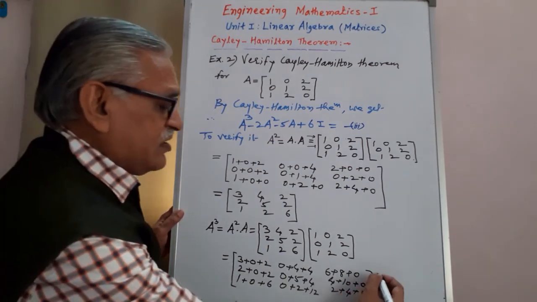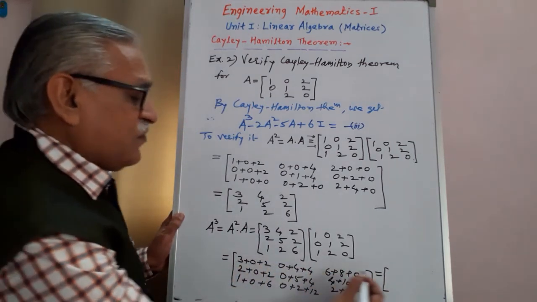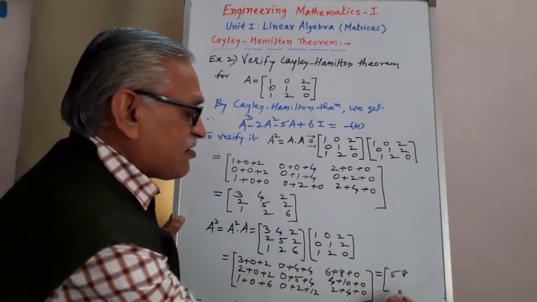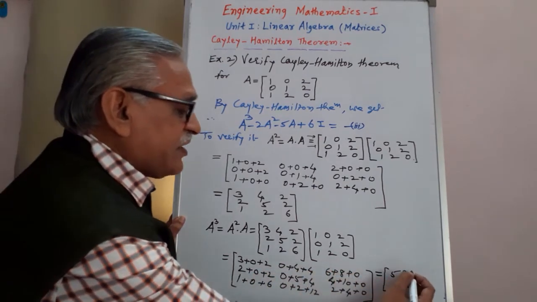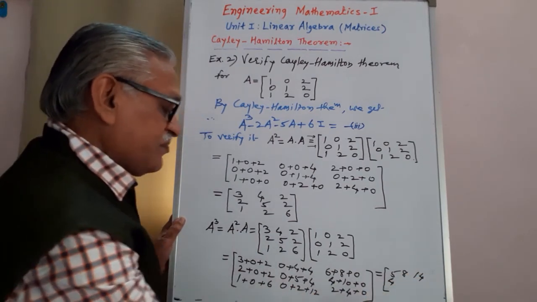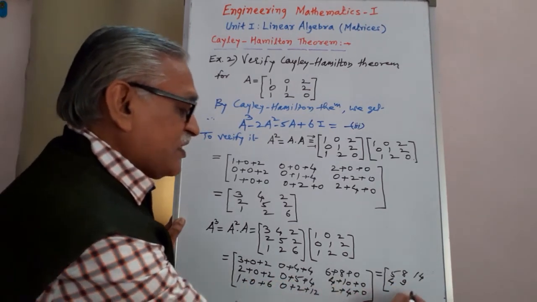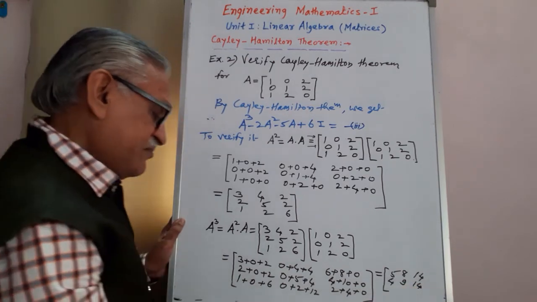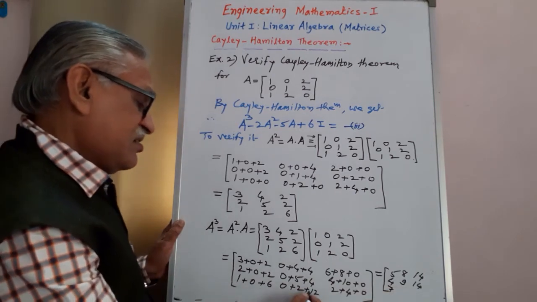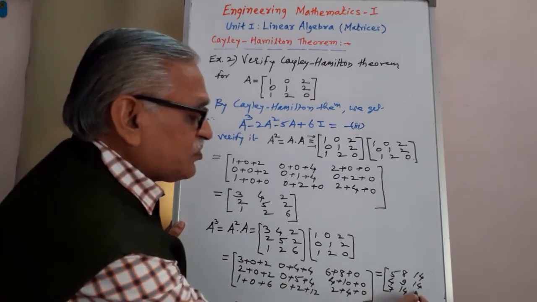And therefore that matrix's elements are 3 plus 2, 5, 4 plus 4, 8, 6 plus 8, 14, 2 plus 2, 4, 5 plus 4, 9, 4 plus 10, 14, 1 plus 6, 7, 12 plus 2, 14, and 2 plus 4, 6.